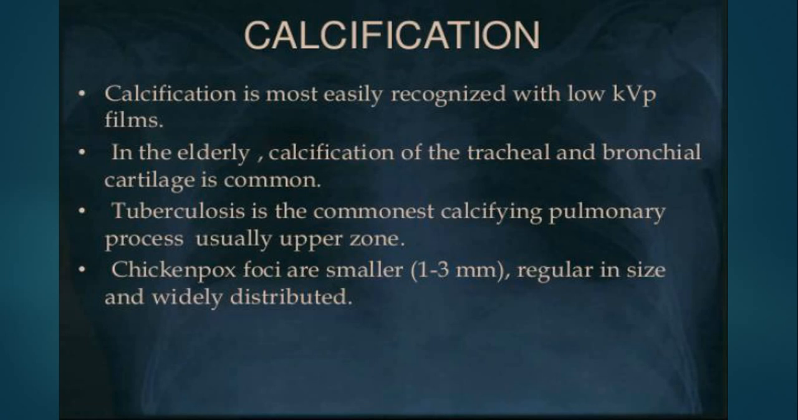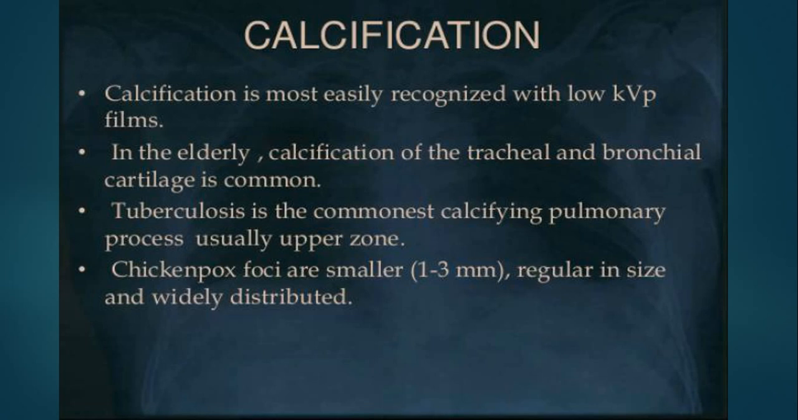Of course, in the elderly, if you have seen chest x-rays of older patients, more than 60 or 70 years old, almost always we see some calcifications of the tracheal rings and the bronchial cartilages. We see them always, and they are just a normal aging process. It's not pathological. The commonest cause of calcification in the chest x-ray is tuberculosis, especially if it's old healed tuberculosis. Usually it involves the upper lung zones, and chickenpox also might cause calcification on a chest x-ray.